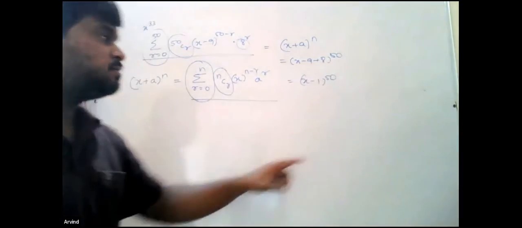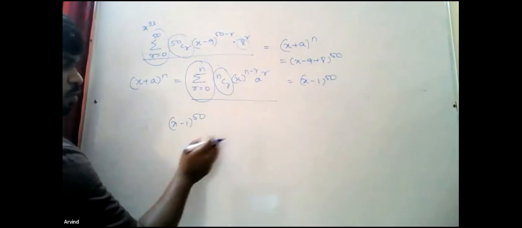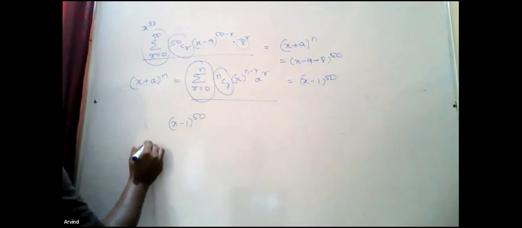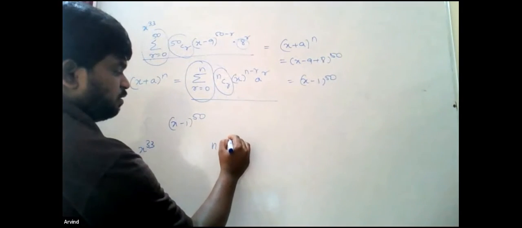Andre, the thing in the summation, we can write it like this. This entire thing can be written like this: x to the power minus 1 whole to the power 50. So x to the power 1 whole to the power 50. Which coefficient do we need in it? x to the power 33. It's very easy. nC0 x to the power 50.